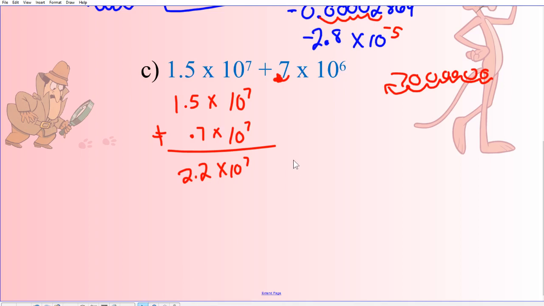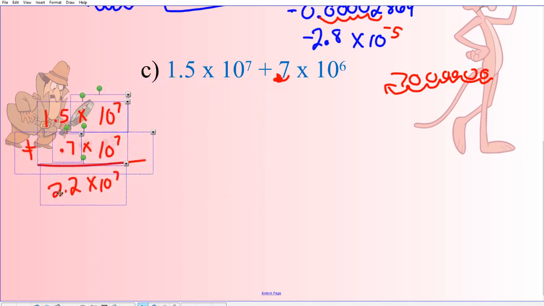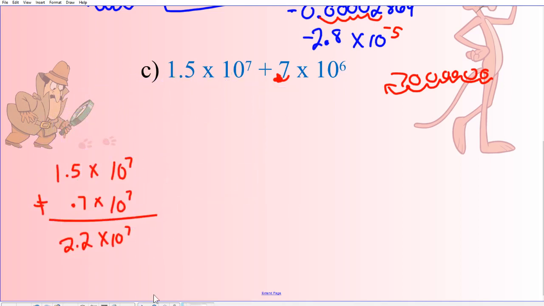Now, that's not the only way to do this. If you did standard form, this would be 1, 5, and then 1, 2, 3, 4, 5, 6, 7. I'm counting decimal places, not zeros. 1, 2, 3, 4, 5, 6, 7, with commas. This is 7 times 10 to the 6, which I just did over here. It's going to be this.